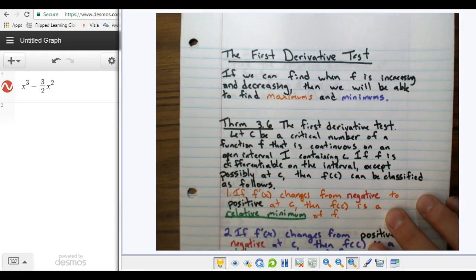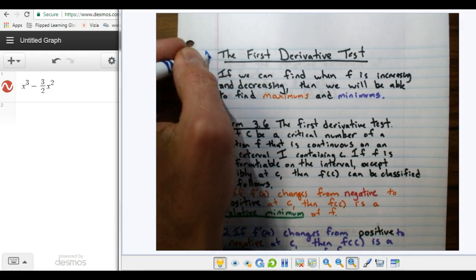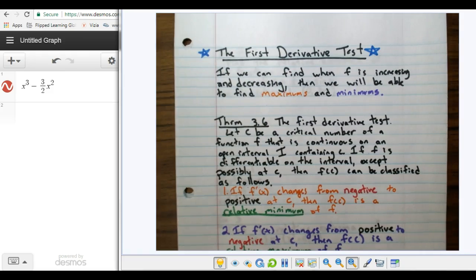Okay, next, let's do the first derivative test. This is going to be a pretty important thing that will show up on the free response questions on the AP test. And it's a little subtle, so you really have to know it now, because they're going to say, oh, you should be able to find this.